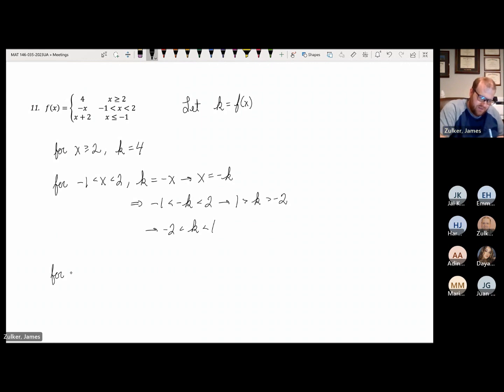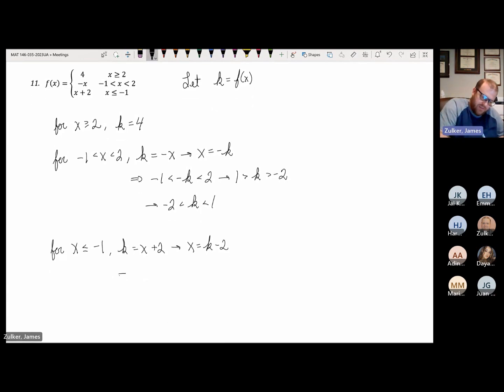For the final piece, x less than or equal to -1, k is equal to x plus 2, which means x is k minus 2. Now we do the same thing. That means that k minus 2 is less than or equal to -1. And so k is less than or equal to 1.